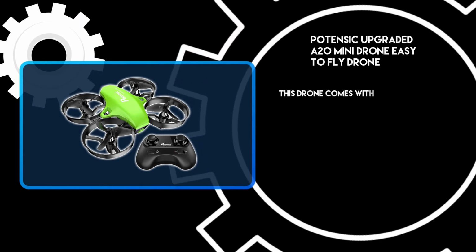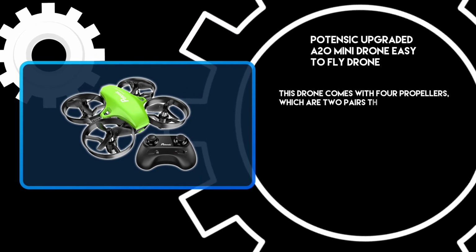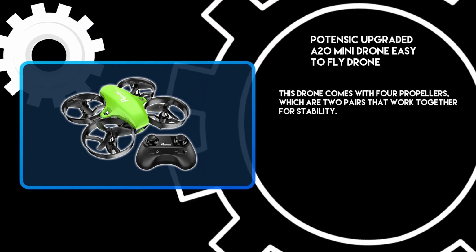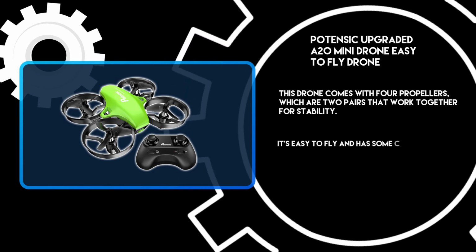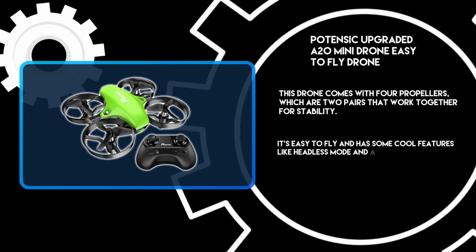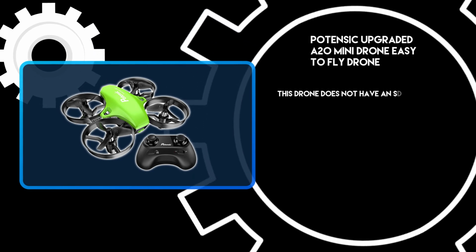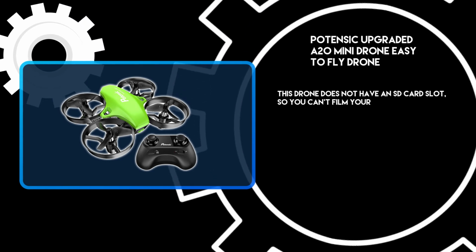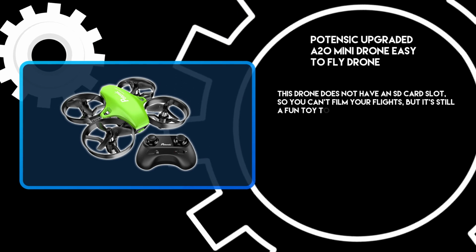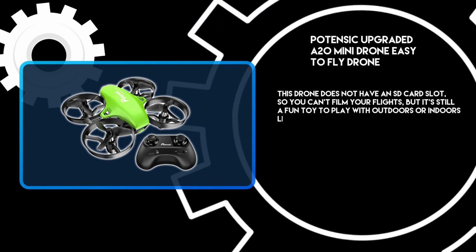This drone comes with 4 propellers, which are 2 pairs that work together for stability. It's easy to fly and has some cool features like headless mode and altitude hold. This drone does not have an SD card slot, so you can't film your flights, but it's still a fun toy to play with outdoors or indoors light.